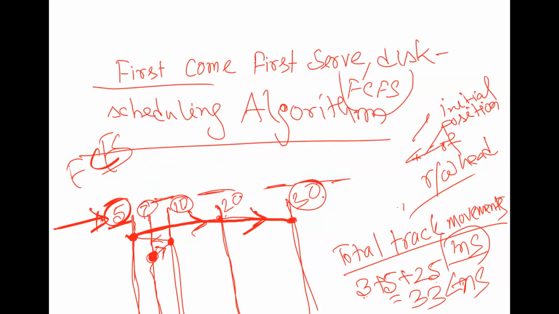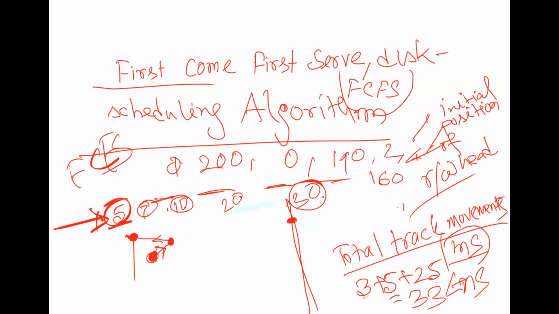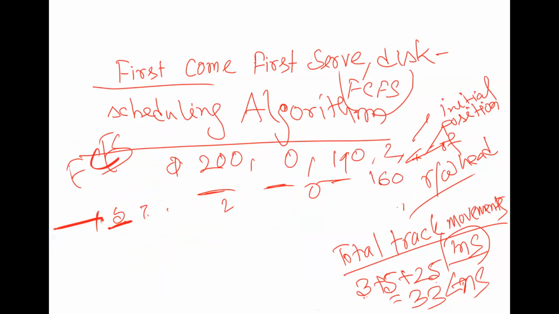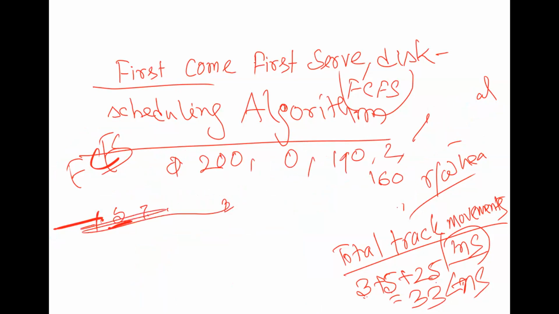So one request may come, if you have a total of 200 tracks, it may come from this 200 track first, then again 0, then let's say again it may ask for this 90 track, and then again request for 2, and then again request for 160. In that case, how will it look? Let's say your initial track position, the initial read-write head position, is track number 50.